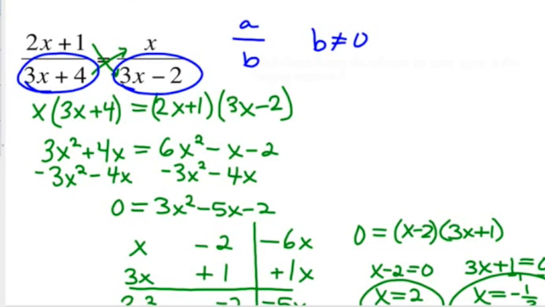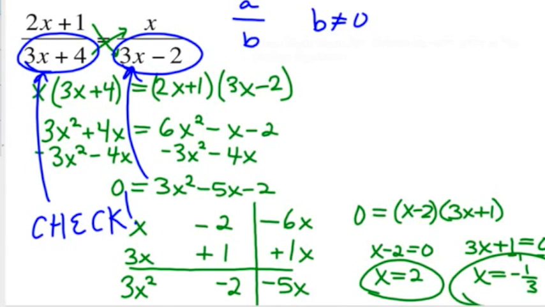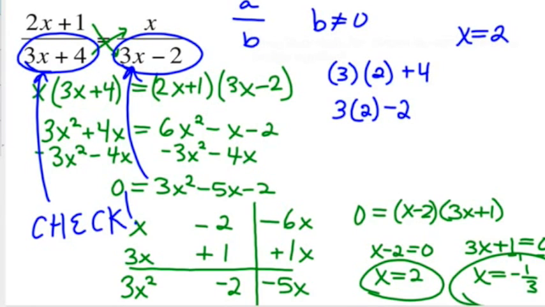Here's how you do it. You take your two answers, x equals 2 and x equals negative 1/3, and we're going to plug them into our denominators. And that's how we're going to go ahead and check. Alright, so I have 3 times 2 plus 4. Does that combination equal 0? No, it doesn't. So far so good. I'm going to check the next one. 3 times 2 is 6 minus 2 does not equal 0. So far, x equals 2 is an okay answer.